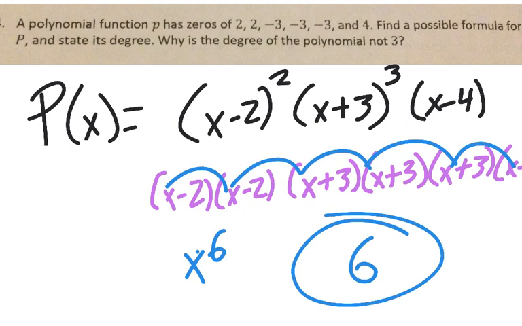So even though there are only 3 roots, the degree is not 3 because you have roots with multiplicities of 2 and one root with a multiplicity of 3.